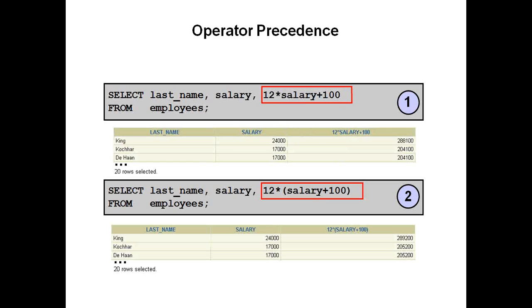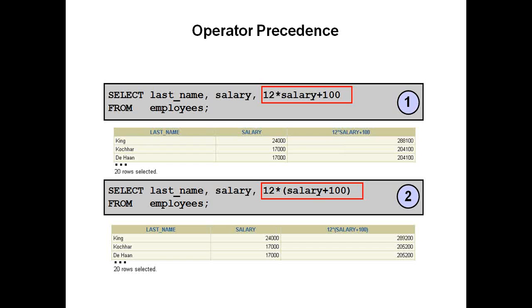And the next one we have is operator precedence. Suppose I have a select query like what it is showing on the screen, like 12 into salary plus 100. In that case you have 2 arithmetic operators there. One is addition and the other one is multiplication. Now if you have only one arithmetic operation, then definitely Oracle will perform fine. But when you have 2 arithmetic operators, how is it going to work? It is going to work based on the operator precedence.